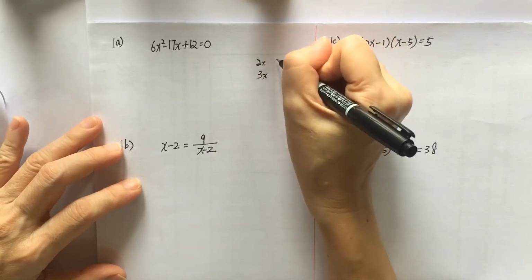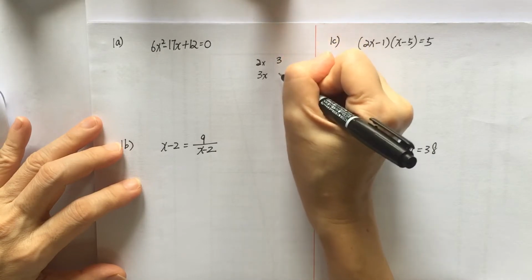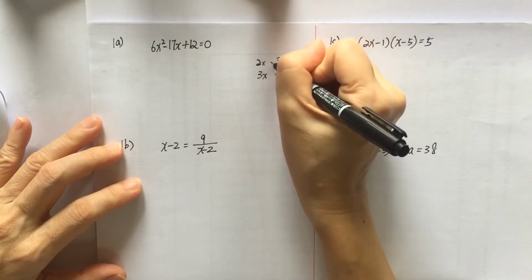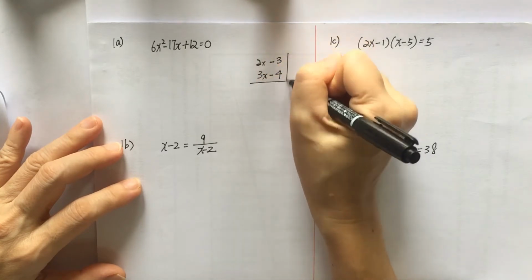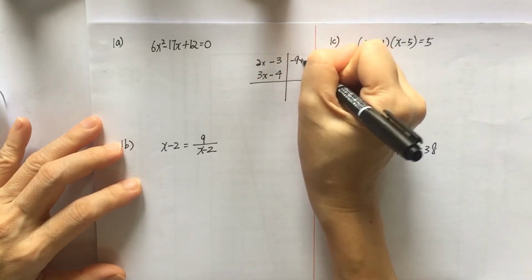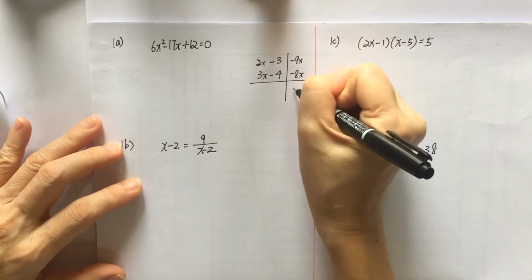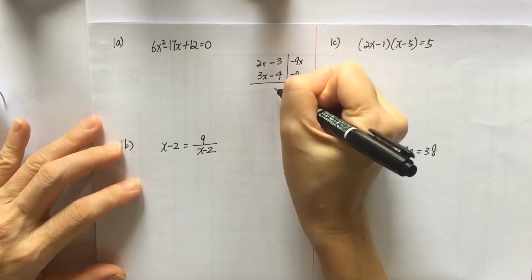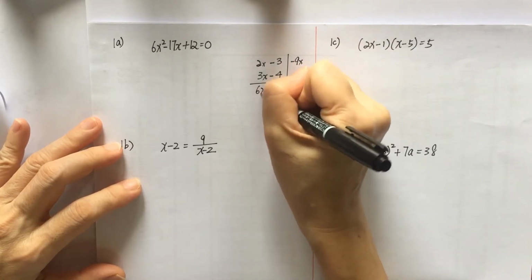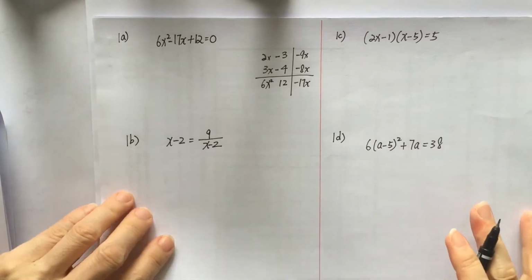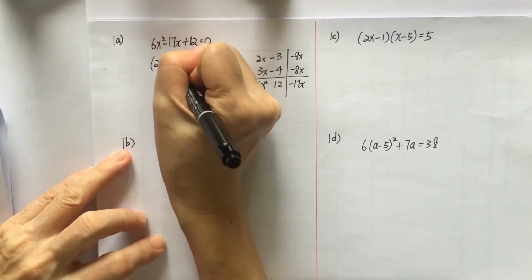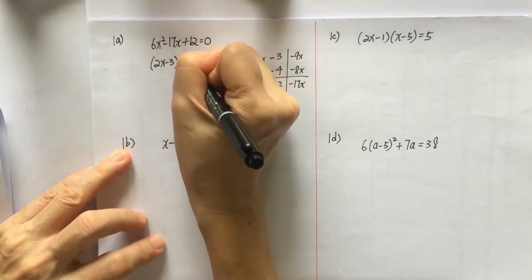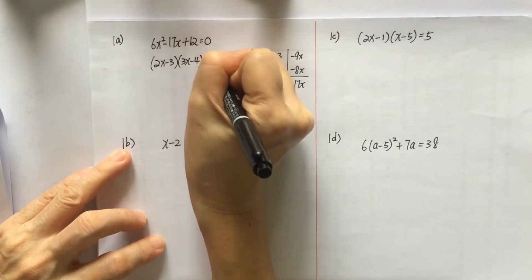And then we have maybe a 3 and a 4 here to make this negative and make this negative, so that together you have negative 9x minus 8x, so it's negative 17x. This is 12, this is 6x squared. So here we can factorize. This will be 2x minus 3 times 3x minus 4 equals to 0.